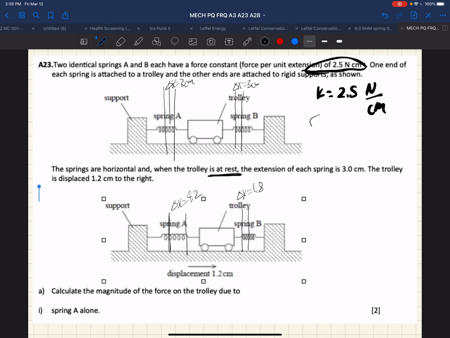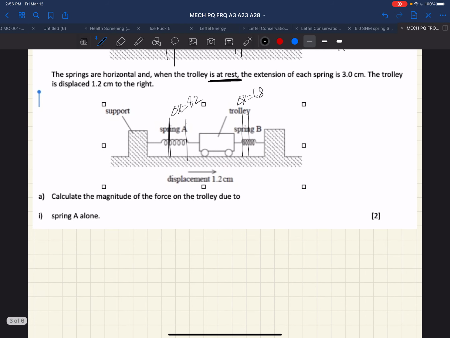Now, if we were to calculate the force of the springs up here, we have a spring constant of 2.5 and an extension of 3 centimeters. So the forces are 7.5 newtons. This is the positive direction, that's the negative direction. Then this experiences a force of 7.5 newtons, and this is negative 7.5 newtons. And of course, the sum of those forces is 0. The cart's at rest.